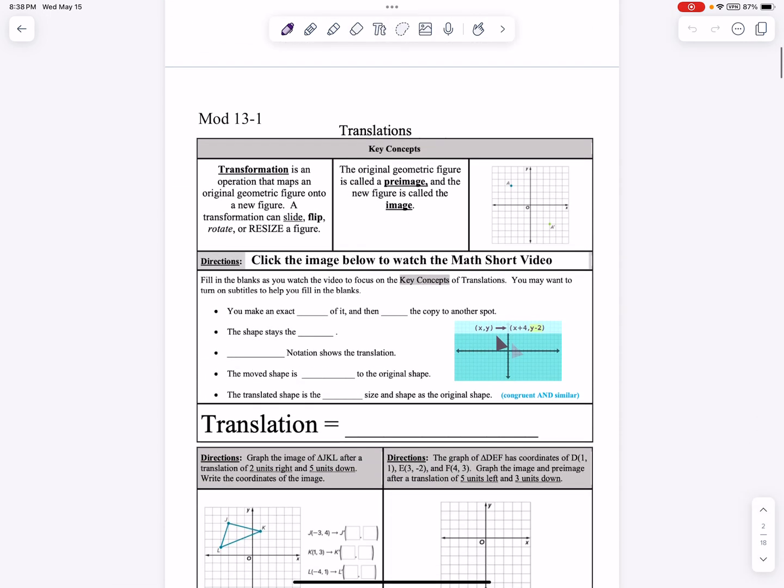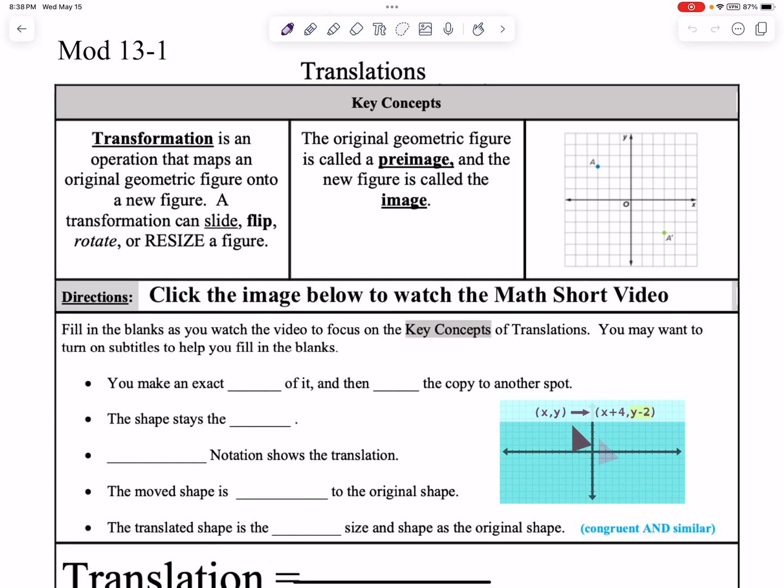All right, so here is Module 13-1. Key concepts today is some new vocabulary here. So what are transformations? Obviously, maybe you've heard of the toy Transformers or the movie where they turn from cars into these big robot things. So obviously, transformations are changing something. In this case, with geometry, it's moving something, okay? Moving a particular shape or a point or things like that on a coordinate grid.